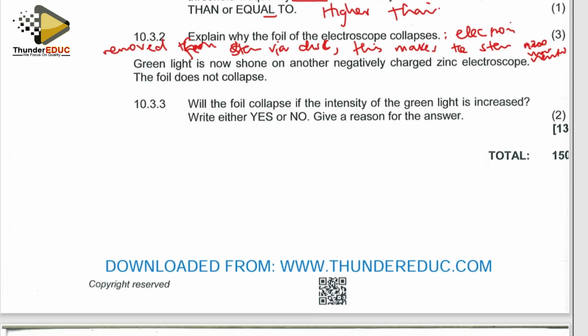Then they're telling us that green light is now shone on another negatively charged electroscope. The foil does not collapse. What does this tell us? Will the foil collapse if the intensity of the green light is increased? Yes or no? Give the reason for that. So the answer is no. The fact that the green light has failed to make the foil collapse means the threshold has not been met.